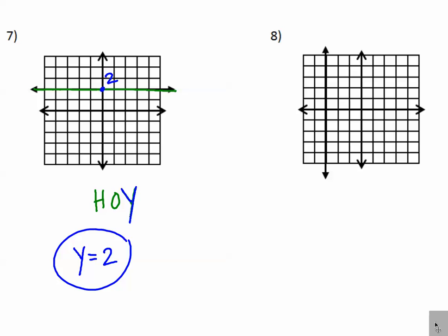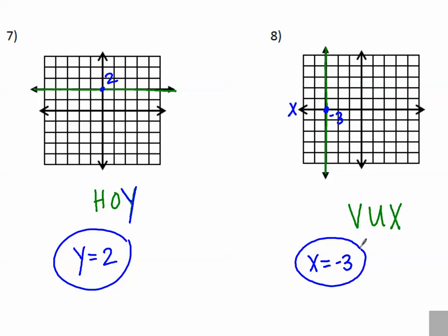I bet now that we've done that one, you can get number 8 on your own. So check it out. This one, vertical. Vertical is our vux, if you like to use that trick. Or you can just notice, hey, this guy is crossing through the x-axis. So if it crosses through the x-axis, I count to where it crosses, -3, and I write x equals -3 because the x's, no matter where I go, are always -3. So you don't have to do it the hoi-vux way. I just find that it can be helpful.